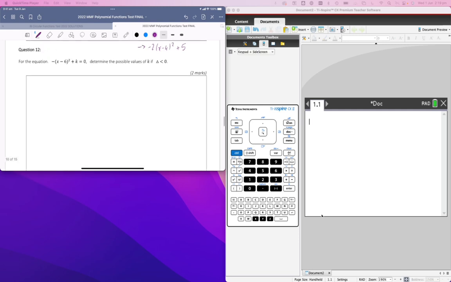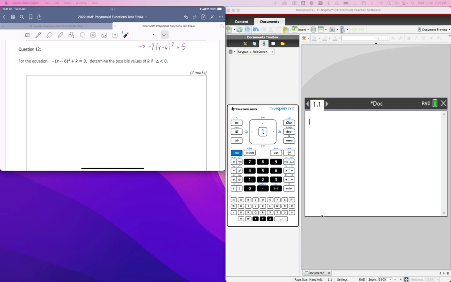This, if you think about it, says that delta is less than 0. So that means that there are no solutions for this equation here. Graphically, it means there's no x-intercepts. So if we treat this as a function, we can see it's in turning point form, where 6 would be the x coordinate of the turning point, and k would be the y coordinate of the turning point, and it's a minus.